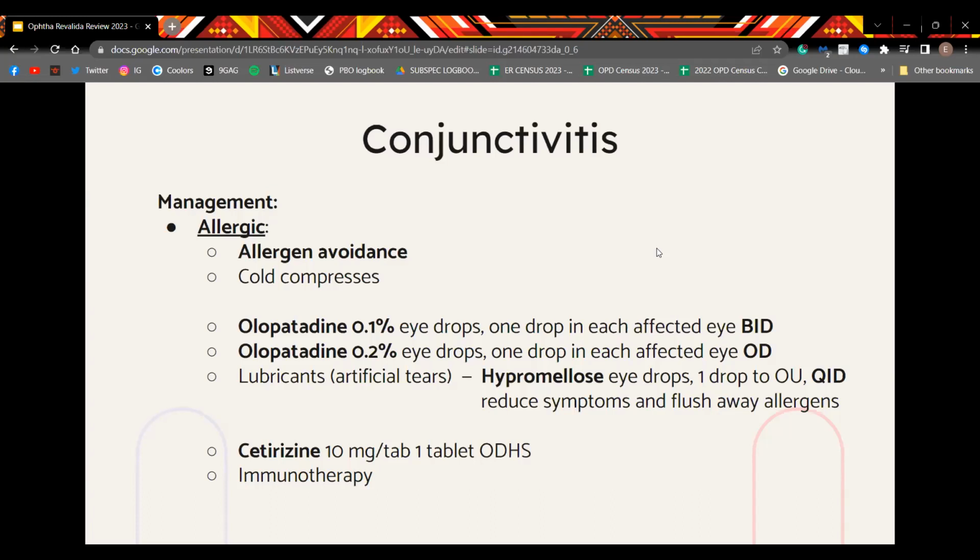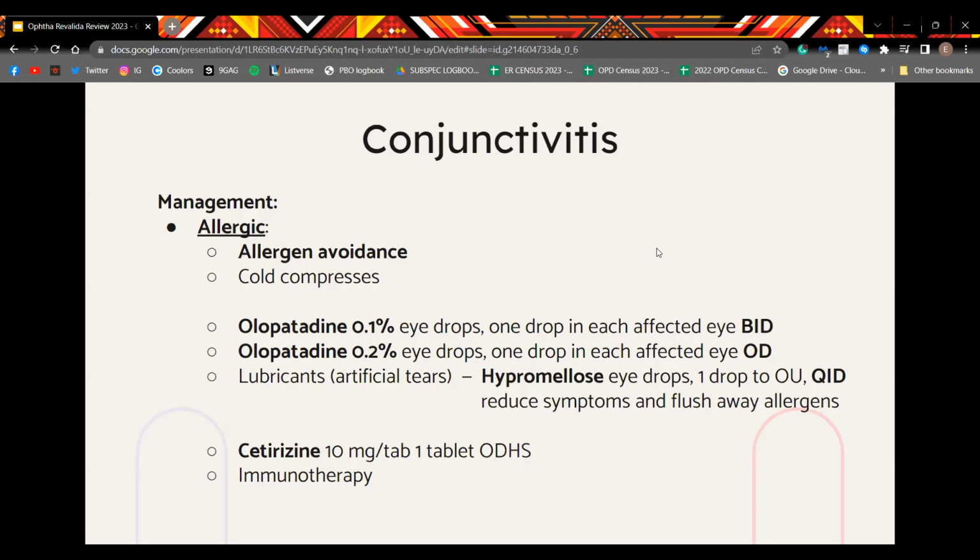Aside from that, you also give lubricants, no, artificial tears in the form of hypromellose na lang siguro para madali niyong tandaan. From those eye drops, 1 drop to both eyes, QID. So this would reduce yung parang feeling ng dryness sa eyes, yung irritation, and could also flush away yung allergens sa ocular surface.